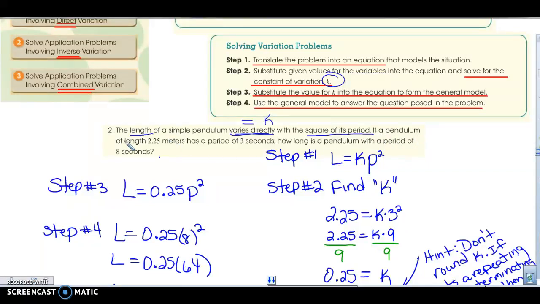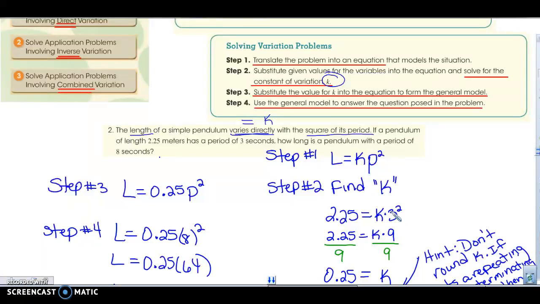If a pendulum has a length of 2.25 meters, so now they're giving us details. We came up with our equation, that's step 1. Now they're giving us details and we're going to use those details to help us find k in step number 2. All right, so if a pendulum's length is 2.25, so I plug that in for L, equal k, and it has a period of 3 seconds. We plug that in for P.